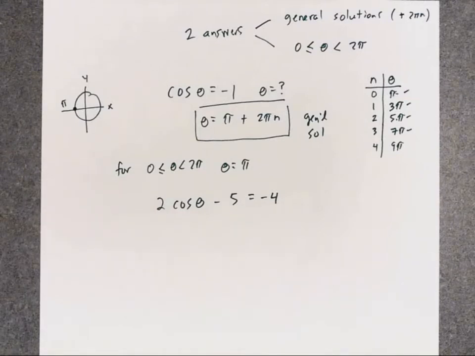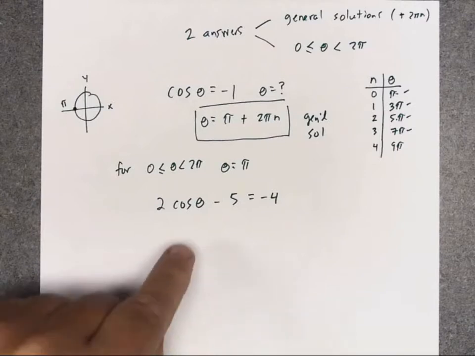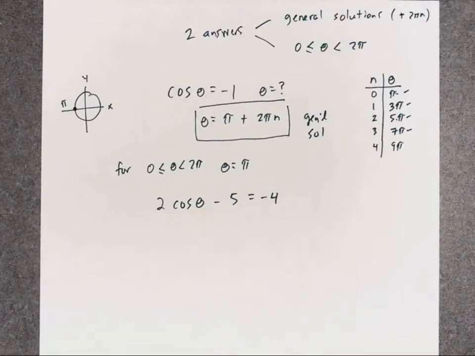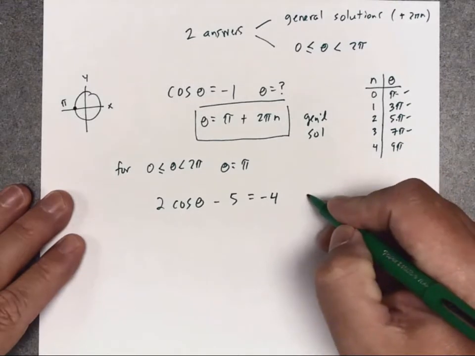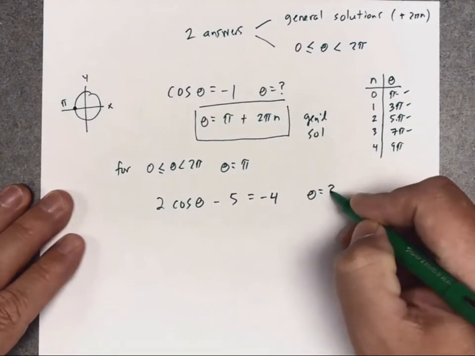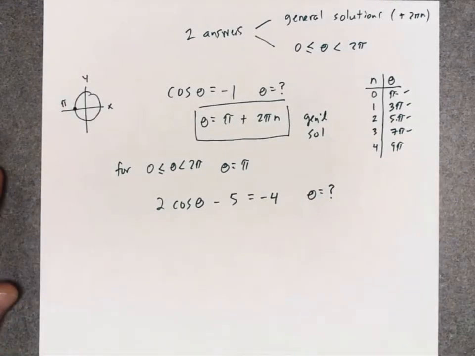The two steps are, the first step is you have to isolate or get the trig function by itself on one side. And then the second step is, once you have the trig function by itself, you look and actually determine the angle that's a solution. So first of all, in this problem, we're trying to determine theta.